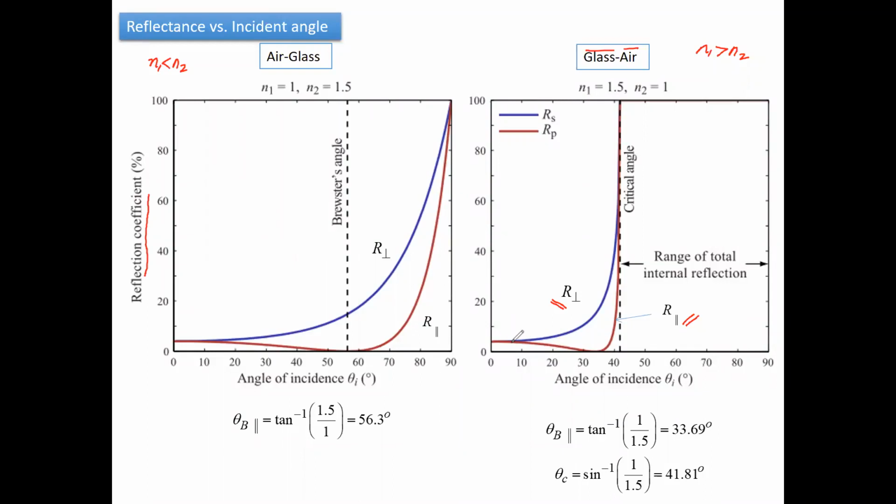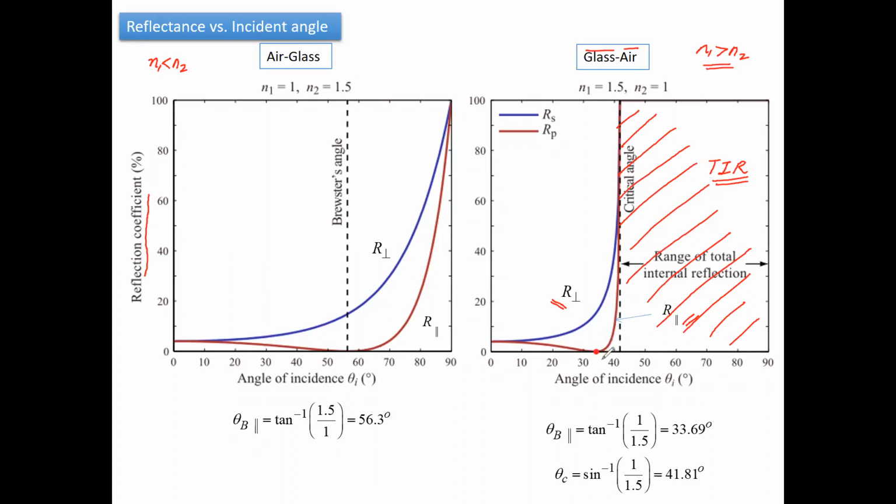For the parallel case, it slowly decreases, but at a certain incidence angle, it becomes equal to 0. And after that, yes, it will increase and it will also become 100%. That means this is the region of my incident angle where I will get the TIR, total internal reflection, because here my N1 is greater than N2. So that's why here I can get the total internal reflection.